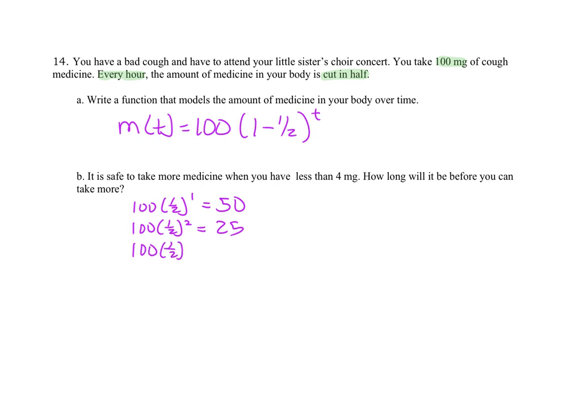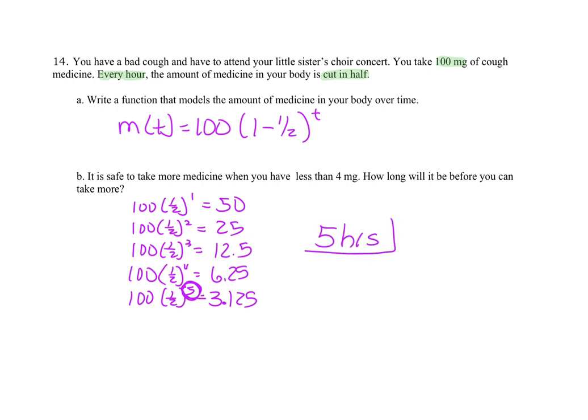100 times 1/2 to the 3 is 12.5. 100 times 1/2 to the 4th is 6.25. 100 times 1/2 to the 5th is 3.125. So it took me 5 tries to get there. So my answer is 5 hours. Now this is what we're going to learn to solve.